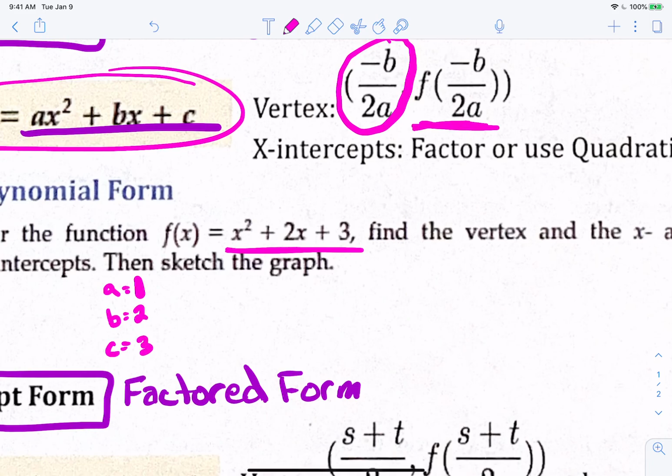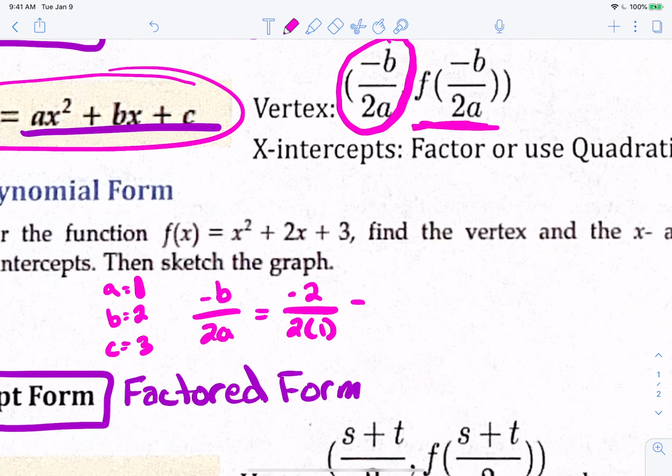Okay, if there is a negative, you take the negative with the number. So if there was a negative 2 in front of there, the b value would be negative 2. Okay? All right, so find the vertex. We want to do negative b over 2a. So negative b would be negative 2 over 2 times a is 1. Negative 2 divided by 2 times 1 is negative 1, you're right. Okay, negative 1 comma something.